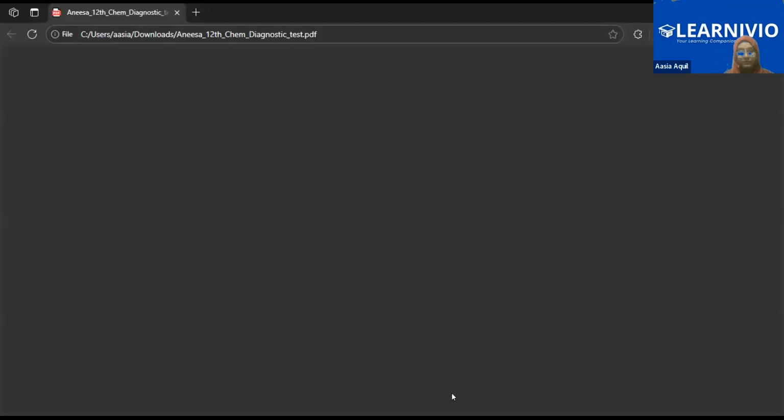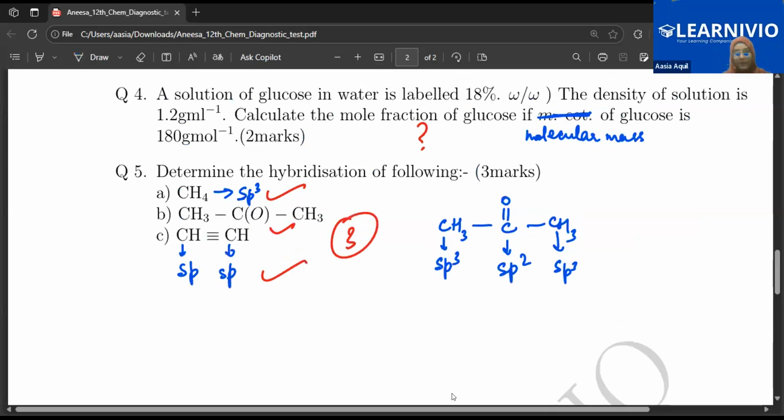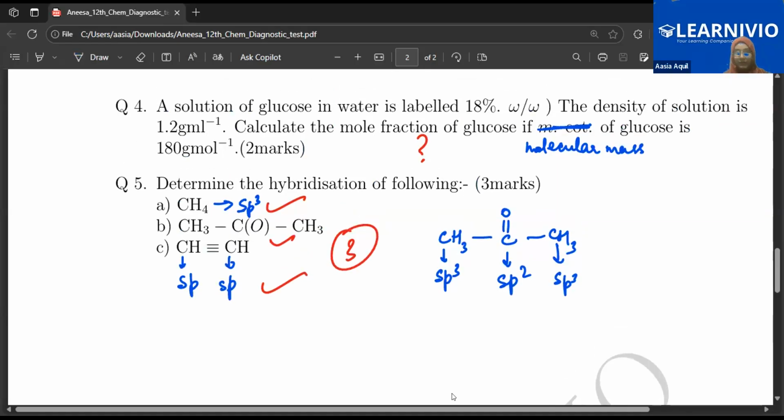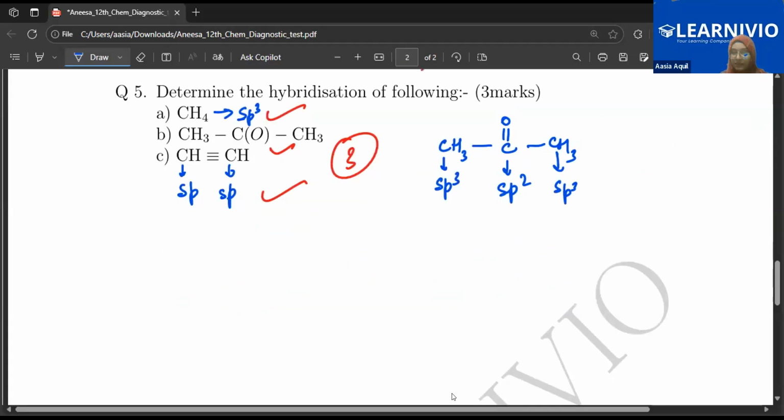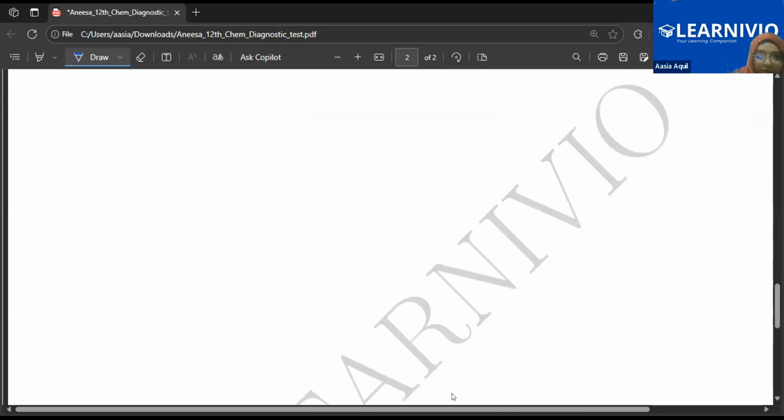Because you have done question number 5 correctly, you know how to find out the hybridization state. Now see the fourth question. Solution of glucose in water is labeled as 18% weight by weight, and the density is given. So calculate the mole fraction of glucose, and the molecular weight of glucose is given. Now see how to solve this question. It's very easy again.